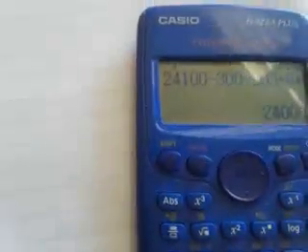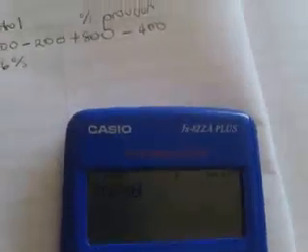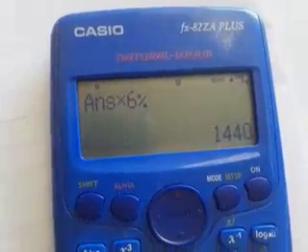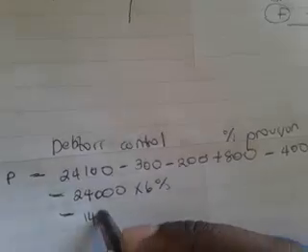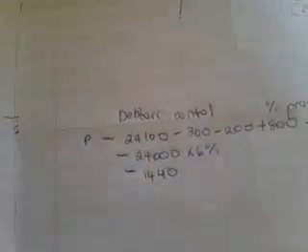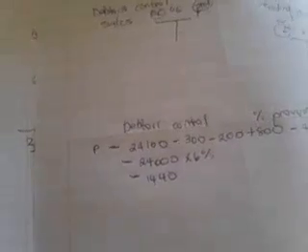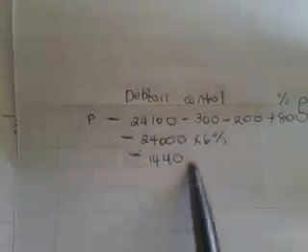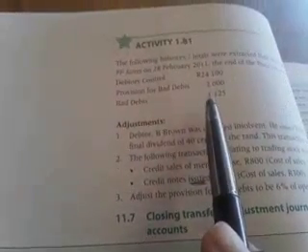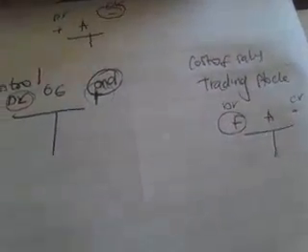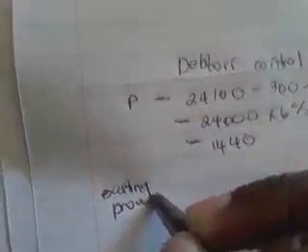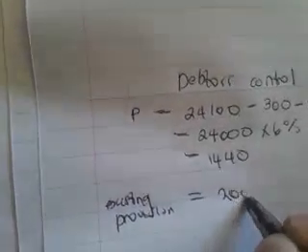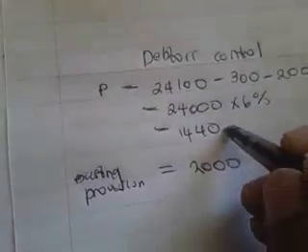Okay, so the provision, you say times 6%, it'll give you 1,440, right? So your provision is 1,440. You should adjust it to this amount, right? But now what is the existing provision that we have? It's actually 2,000 rand. Okay, so the existing provision is actually 2,000, right? And we need to decrease it, right?